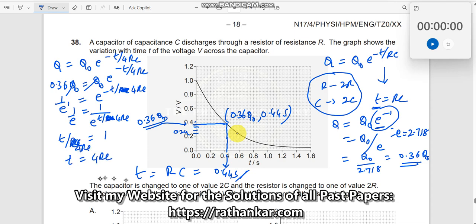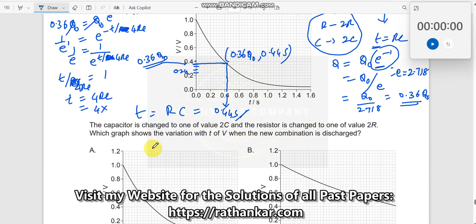4RC here. But we already know the value of RC here. What's the value of RC? 0.44, right? If I substitute this, I get the answer as 4 into 0.44, which is equal to how much? 4 fours are 16, 1.76 seconds.